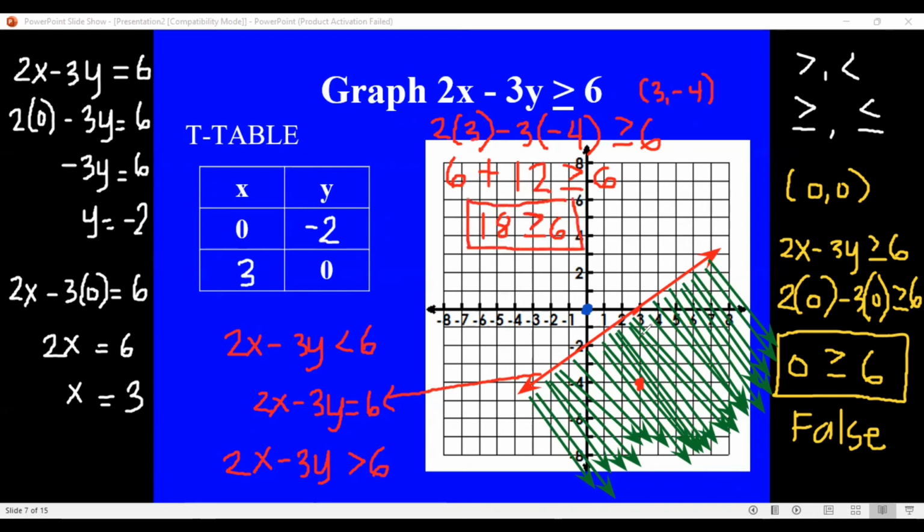Okay, so that means all these points which are lying here are solutions for your inequality 2x minus 3y is greater than or equal to 6. That is how you graph your linear inequality.